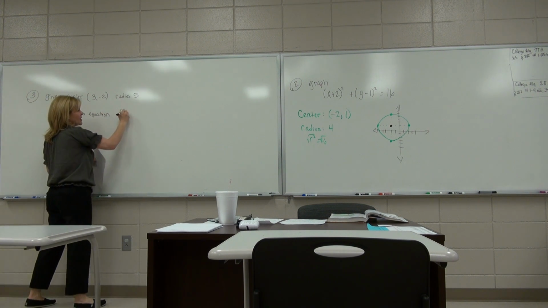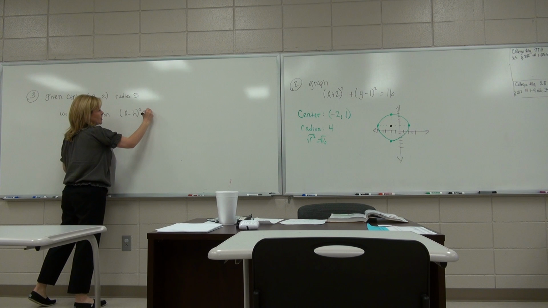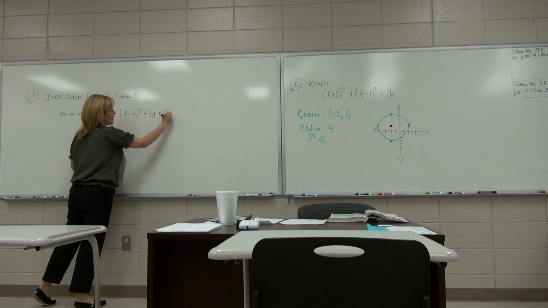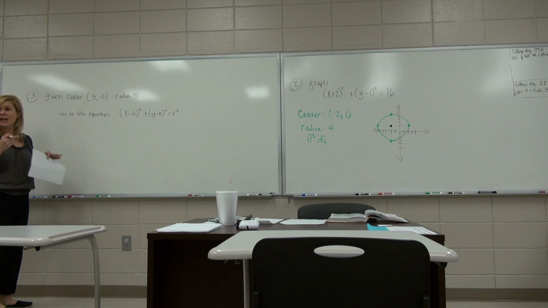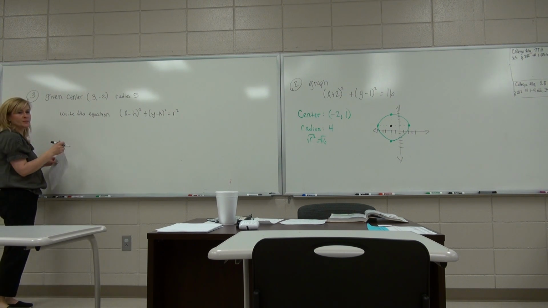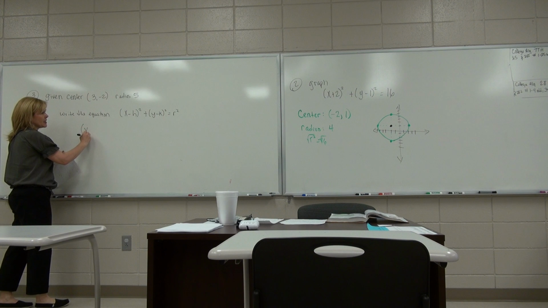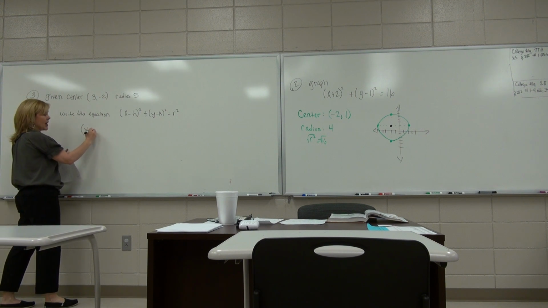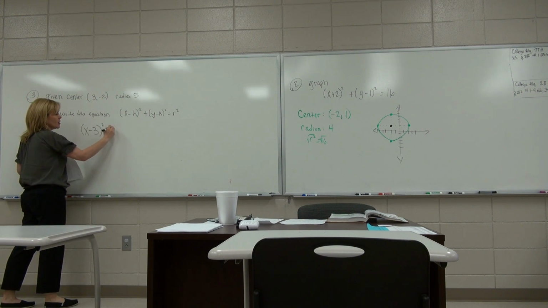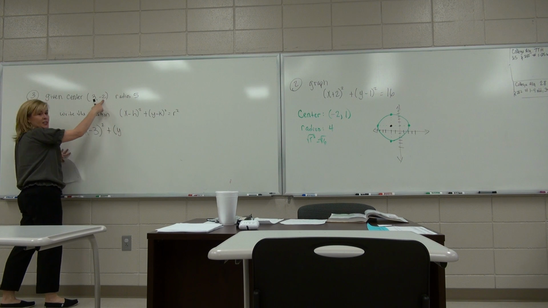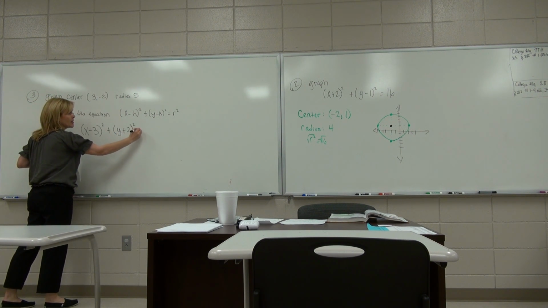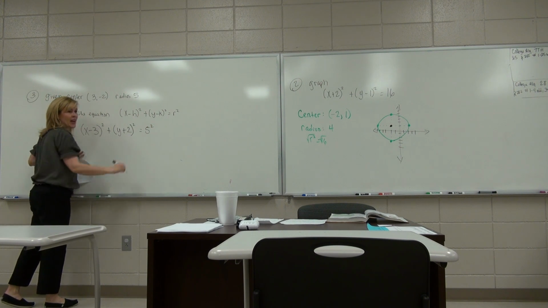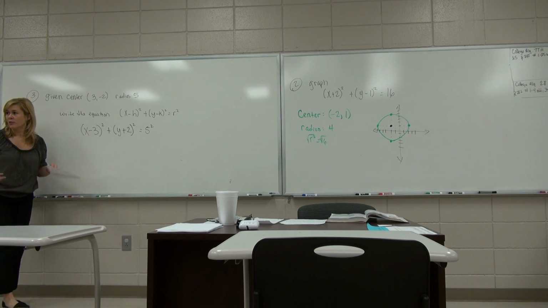And remember, I just erased it, but it's x minus h squared plus y minus k squared is equal to r squared. But remember I said our signs are going to change from what they really are, right? So this will be x minus 3 squared plus y. Since that 2 is negative, it would become y plus 2 squared is equal to 5 squared. You follow me?